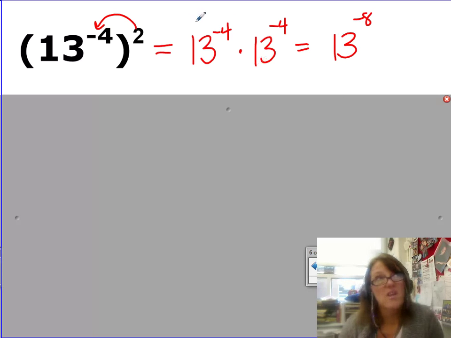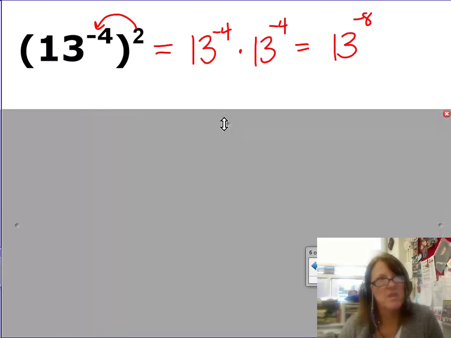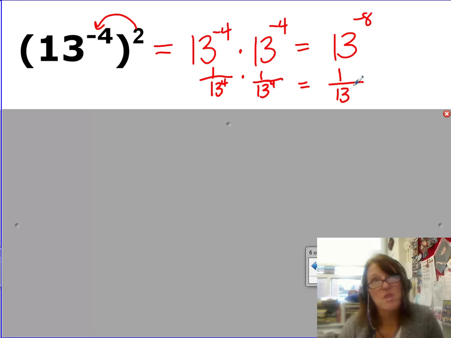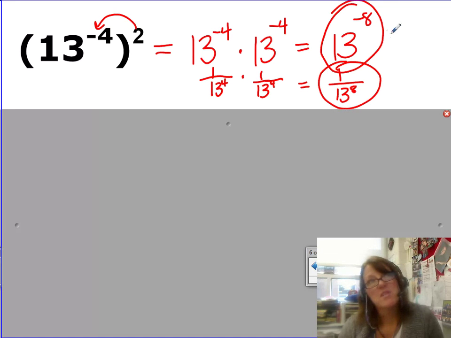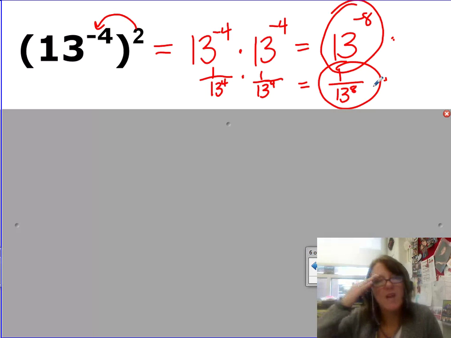Oftentimes we don't like looking at negative exponents, and we don't necessarily like leaving our answers this way. So maybe you prefer writing it this way, that this means 1 over 13 to the positive 4 power, 1 over 13 to the positive 4 power, which would be 1 over 13 to the positive 8 power. For today's purposes, I'll say either way that you write that is okay. I'm really after you recognizing this pattern. Negative 4 times 2 is negative 8.